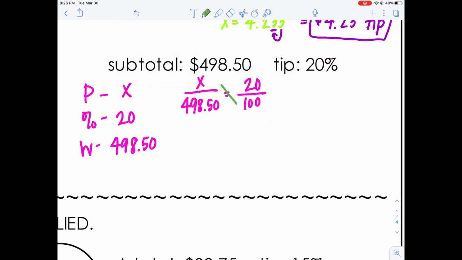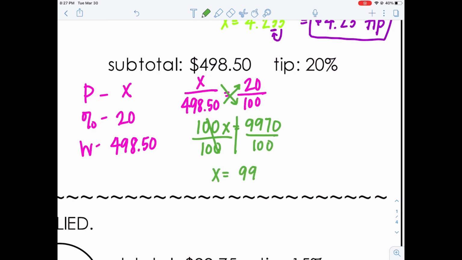Using cross multiplication to solve, I'm going to take X times 100, which is 100X, equals $498.50 times 20, which is $9,970. Solving this, I'm going to divide both sides by 100, and I am left with X equals 99.7. Now remember, we're talking about money, and money always has 2 decimal places. So put the 0 after the 7. So this is $99.70 in tip.